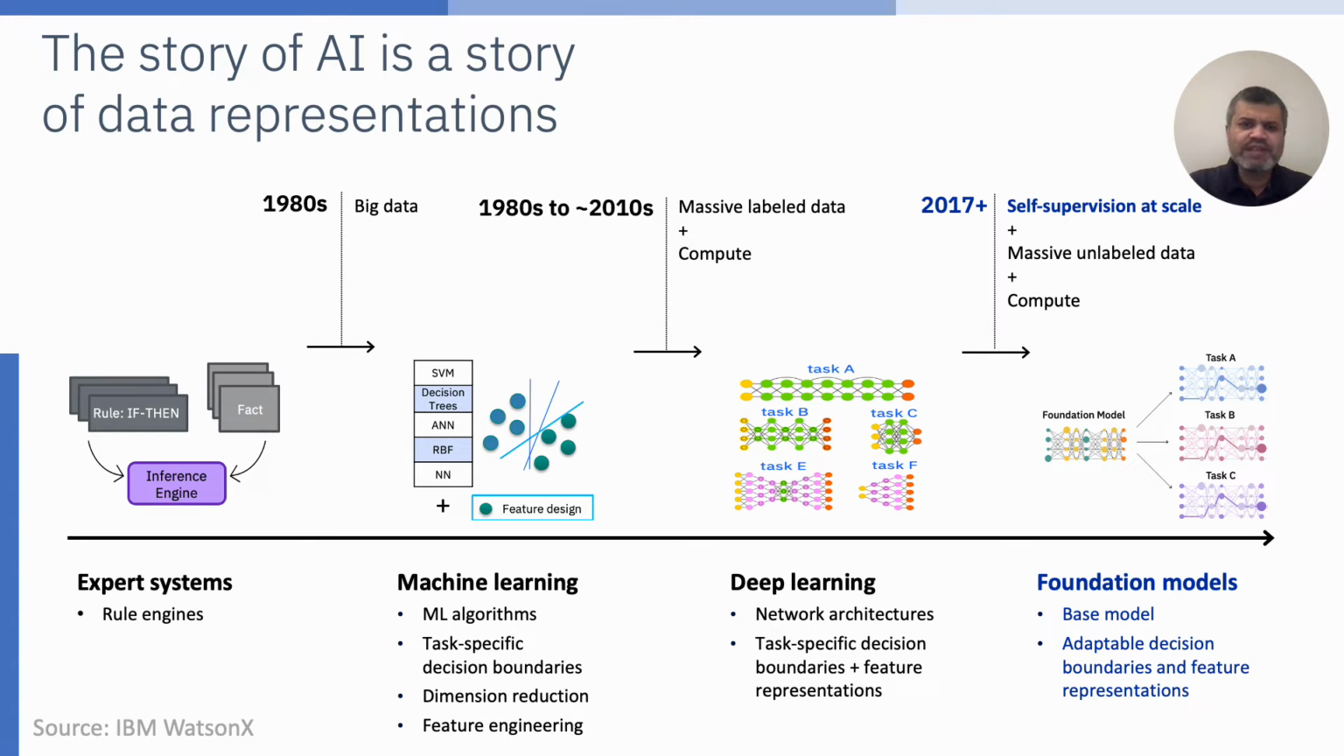From 2012 onwards came the era of deep learning. In deep learning, what happened is that a massive amount of labeled data and massive amount of compute because of GPUs became readily available, and that unleashed the era of deep learning. From an algorithms point of view, it's not very different from what we had before, but of course there were some significant improvements to those algorithms that enabled this era.